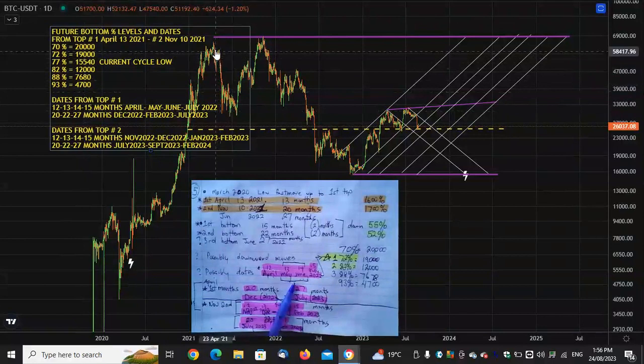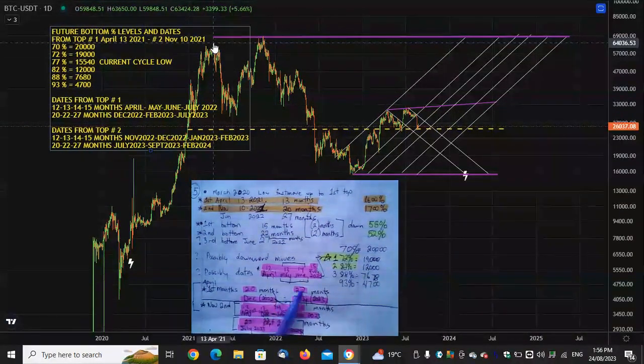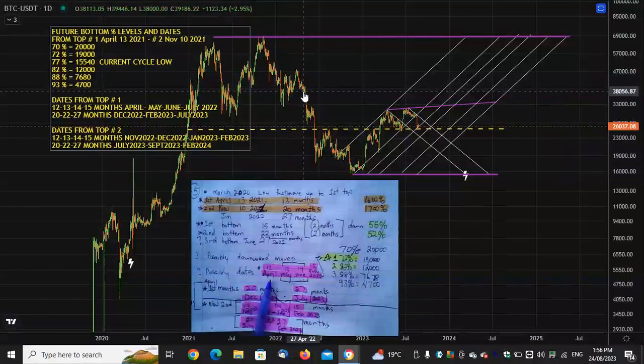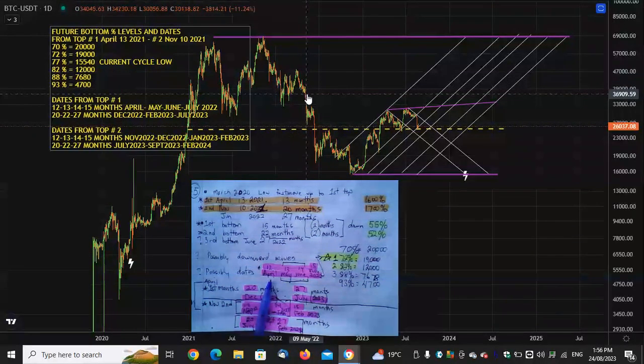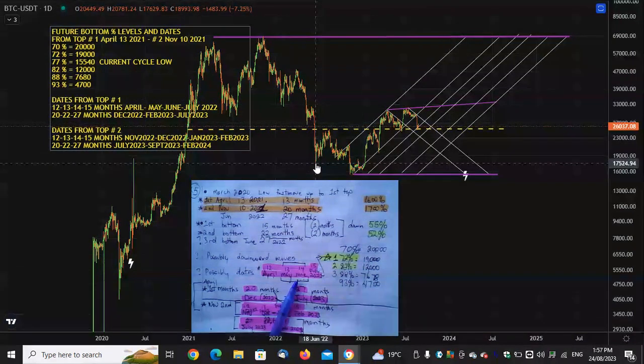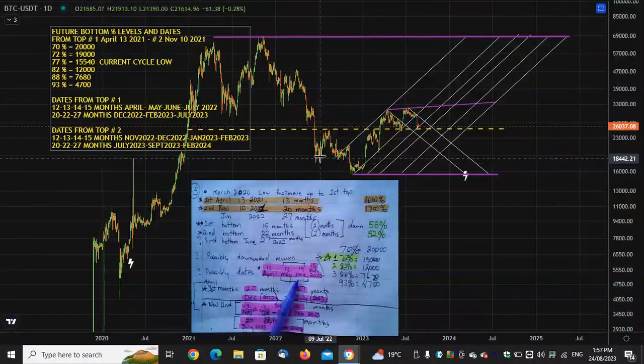So from this first top, we're looking for our April, May, June, and July. We're going to look for these bottoms here. So one year later, in April, here we go. See? Right in here. April, May, June, right? July. Okay, right on, right?